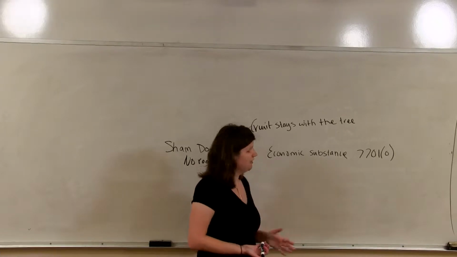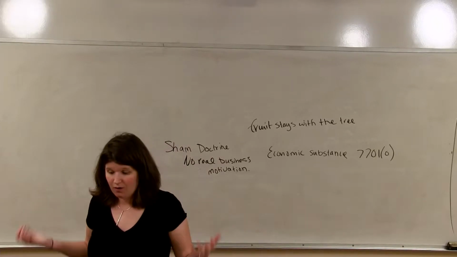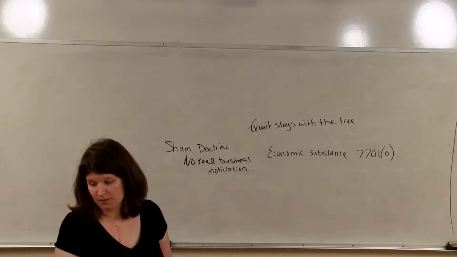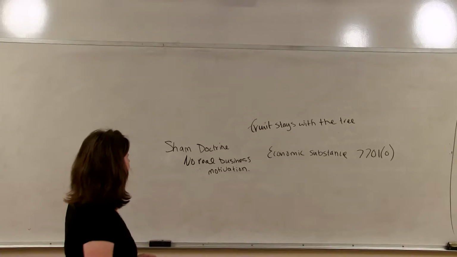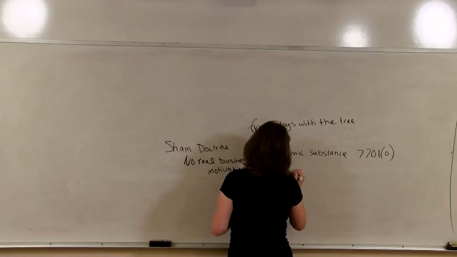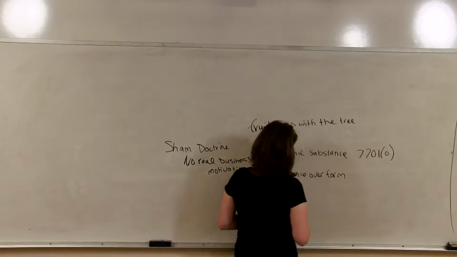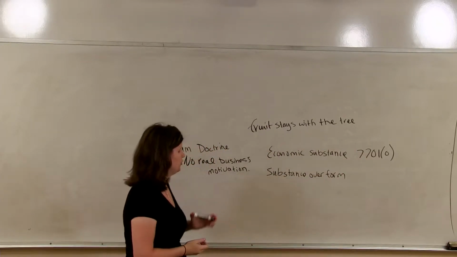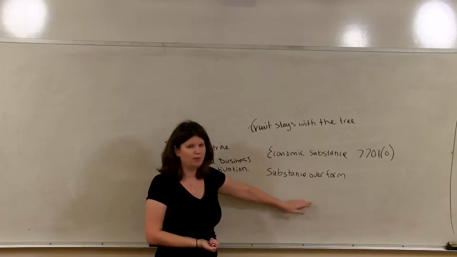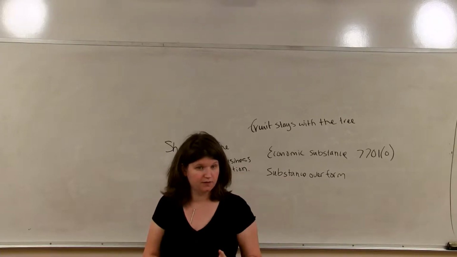So what we're saying in economic substance is really you only have tax benefits. There's no real economic substance apart from that. Okay? The next one that we see also a lot is substance over form. So this means you on paper created one transaction, but in reality, your intent was to do something else.